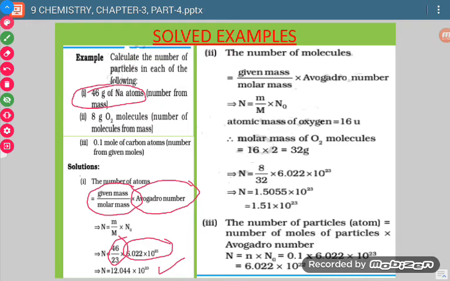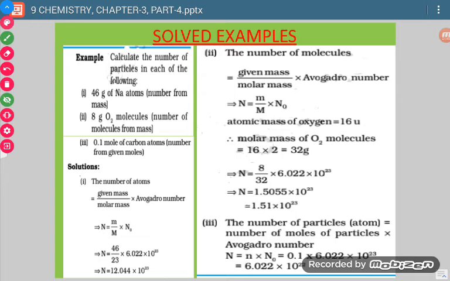Okay. Now for 8 gram of O2 molecules, number of moles is 8 divided by 32 multiplied by Avogadro number. So this is equal to this much into this. So this is the answer.